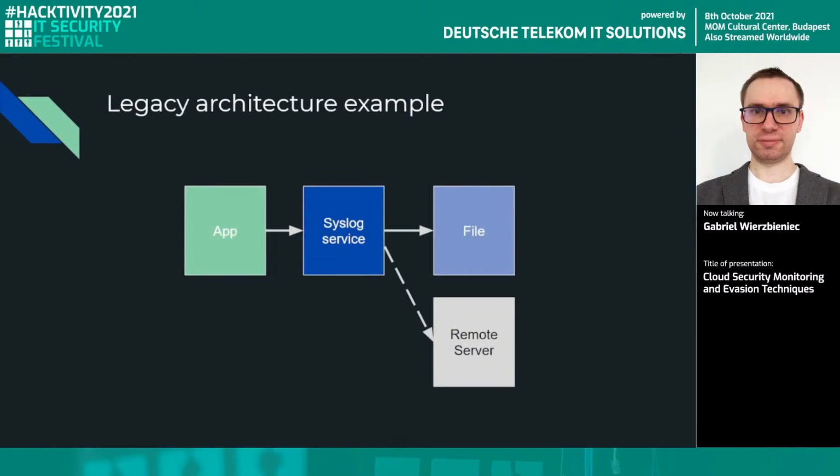Here on this diagram we have a legacy architecture for logging, totally not cloudy. So you may be wondering why I'm showing this to you. So what's on the diagram? It's maybe a Unix app writing to a socket and a syslog server writing the logs to a file, or maybe sending them to a remote server.